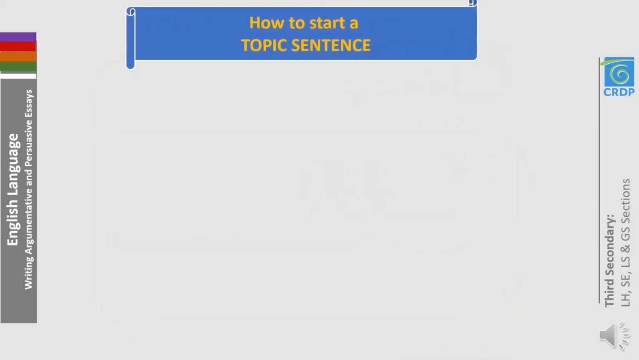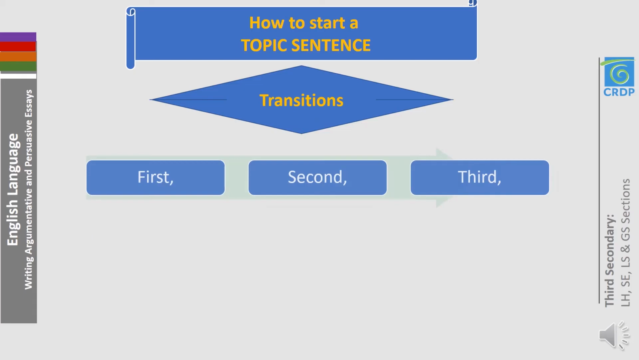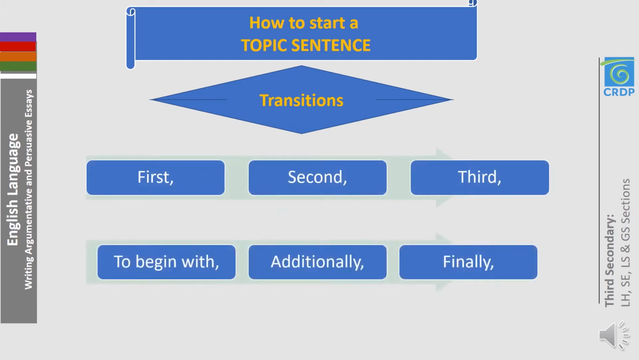So, how to start a topic sentence? Any topic sentence should start with a transition signal such as first, second, or third. You may even use to begin with, additionally, or finally. Hope you remember to capitalize these words and use a comma after each one.